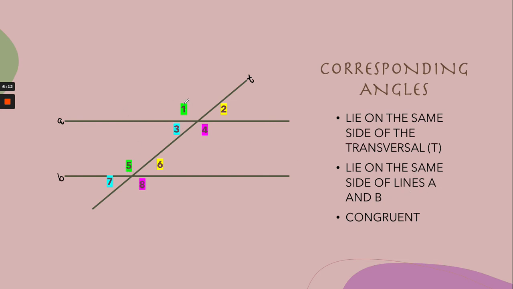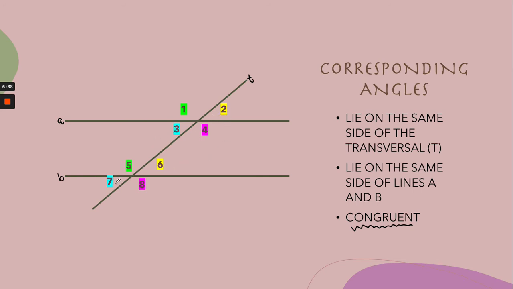So if you notice, angle 1 and angle 5 are both on the left side of the transversal and on top of lines A and B. These would be called corresponding angles. Well, what do we know about corresponding angles? They are congruent. Angle 2 and angle 6, they are both to the right of the transversal and on top of lines A and B, and these are congruent angles.